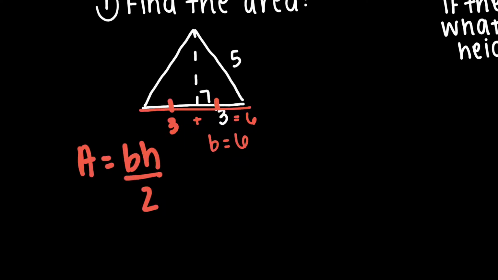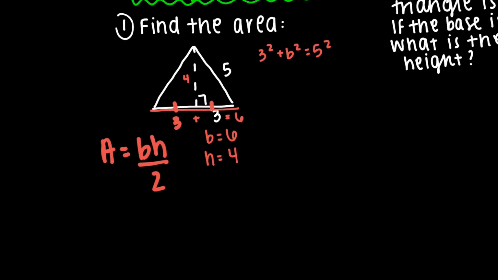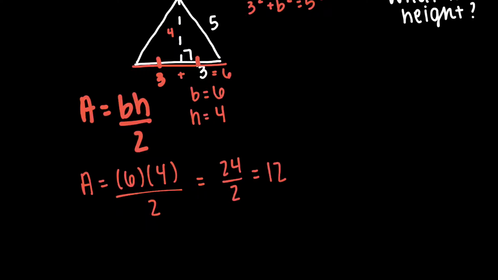But I need to find my height here. And you can do the Pythagorean theorem, 3 squared plus b squared equals 5 squared, because this is a right triangle. But you should also notice this is a 3, 4, 5 right triangle, so you don't have to solve it. So I know my height here is 4. When I plug this in, you have area is equal to my base, 6, times my height, 4, divided by 2. 6 times 4 gives me 24 divided by 2. So the area of this triangle is 12.